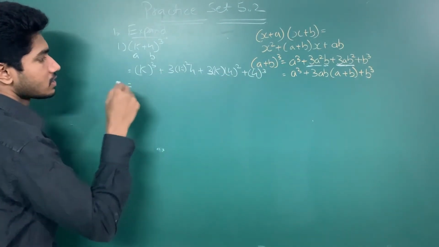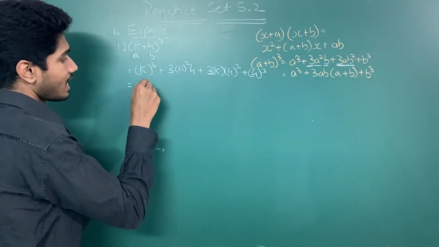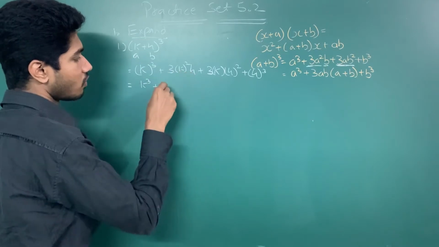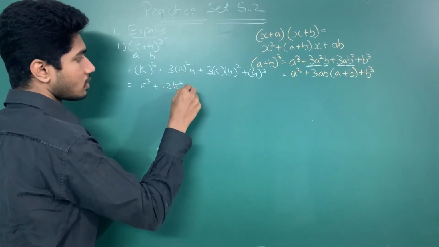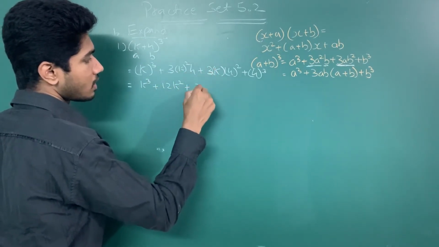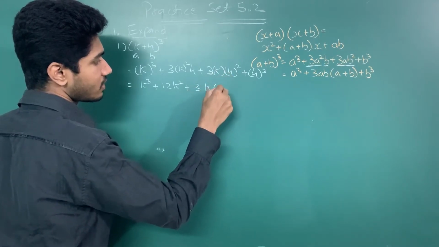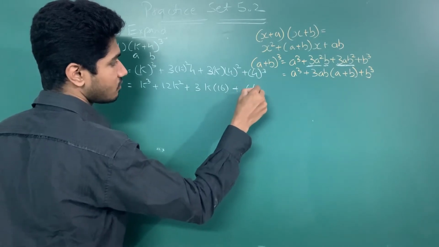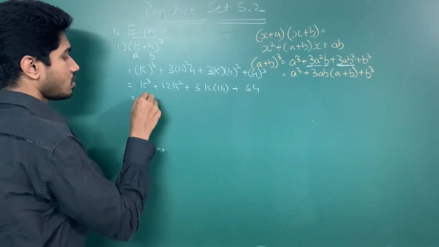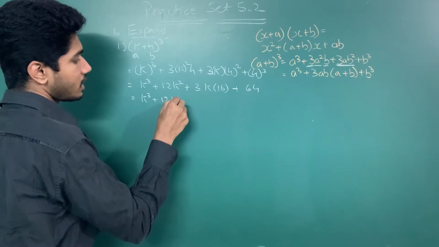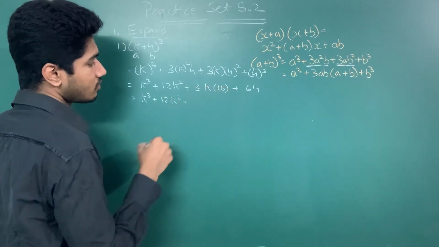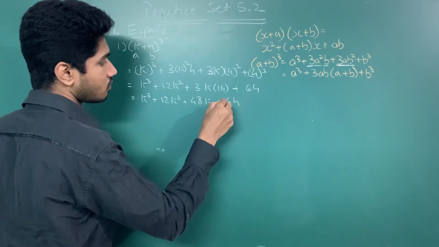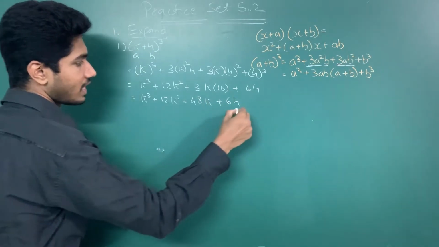Now in this case, यहाँ पे K cube will be as K cube, K square will be K square और यहाँ पे 3 into 4, 12 हो जाएगा, plus यहाँ पे पहला हम 4 का स्क्वायर करेंगे that will give us 16, plus 4 का cube will be 64. Which is k cube plus 12k square, 3 into 16 will give us 48k, plus 64. So this is what the final answer is.